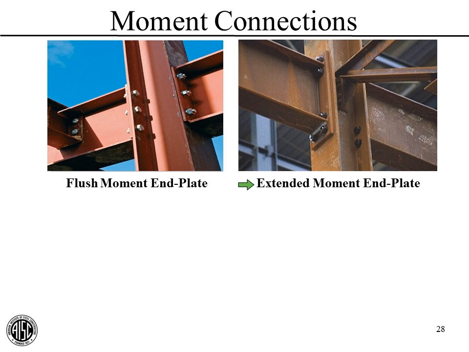Okay, this one is an extended moment in plate in which the plate is extended down far enough to get a couple of bolts there and up far enough to get a couple of bolts here. So now we have 4 bolts minimum. We can have more than 4 at each flange. So of course this is a much stronger and stiffer moment connection than our flush moment in plate.